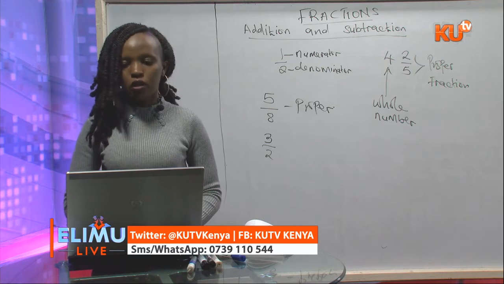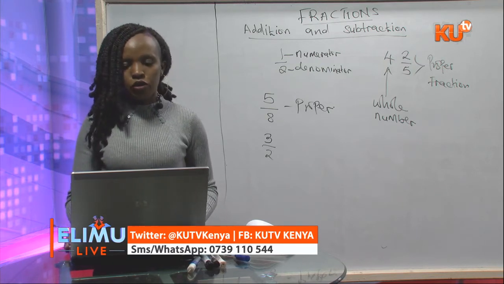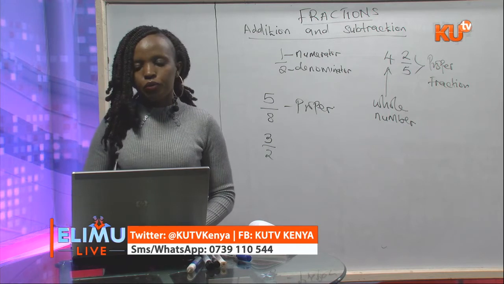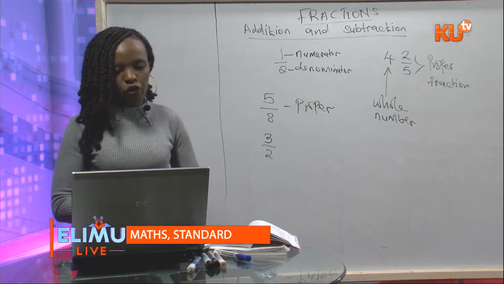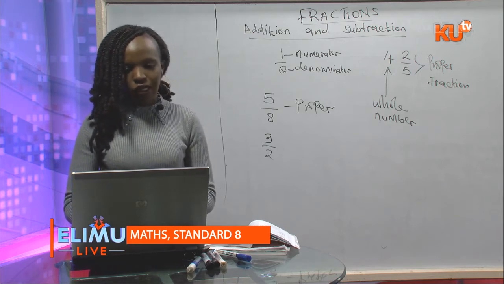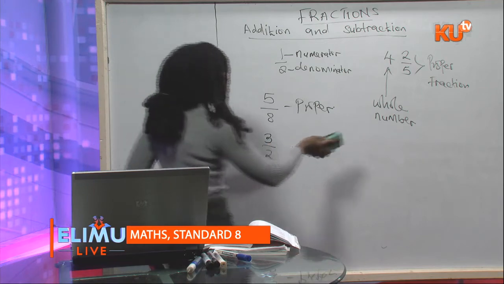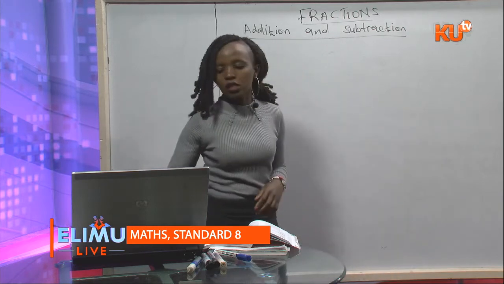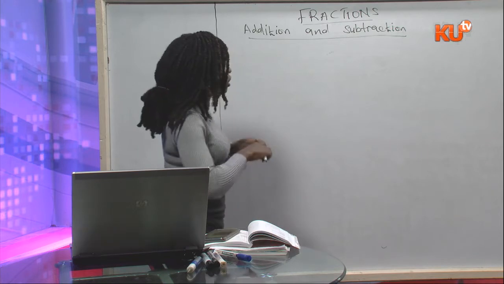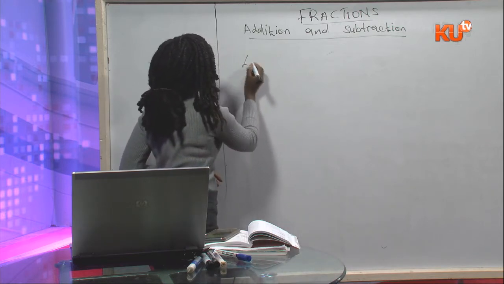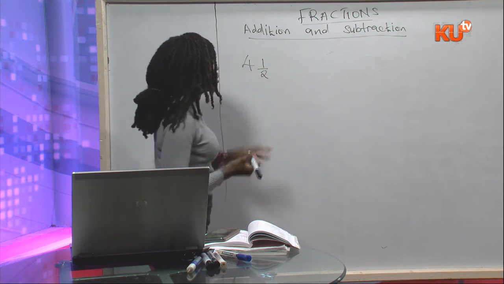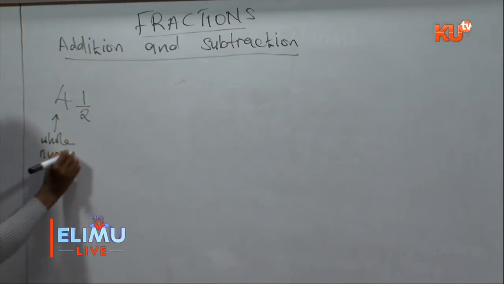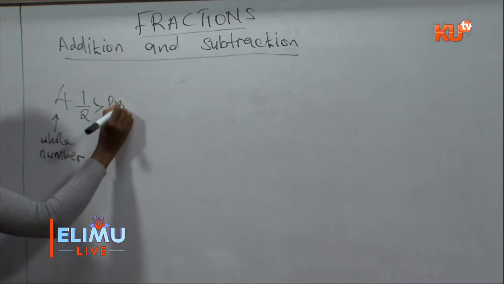Mostly, we are going to deal with mixed fractions. Before we go to that, I want us to remind ourselves on how to convert mixed fractions to improper fractions before we come to some calculations. So conversion, that is how to change a mixed fraction to an improper fraction. I'm going to use the example 4 and a half. This is a mixed fraction, whereby 4 is the whole number, and a half is a proper fraction.